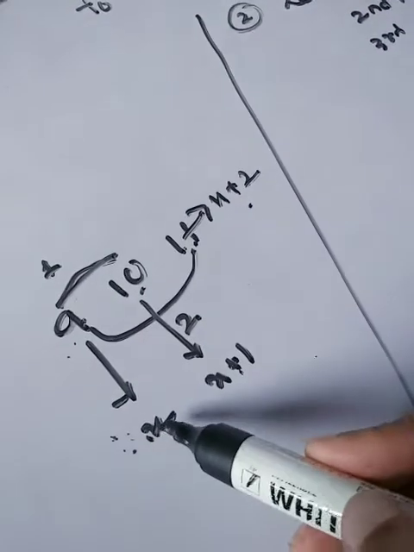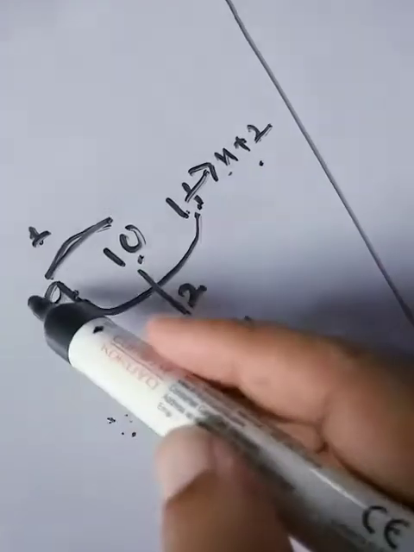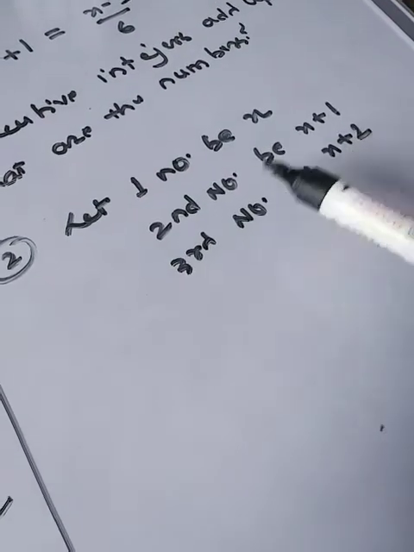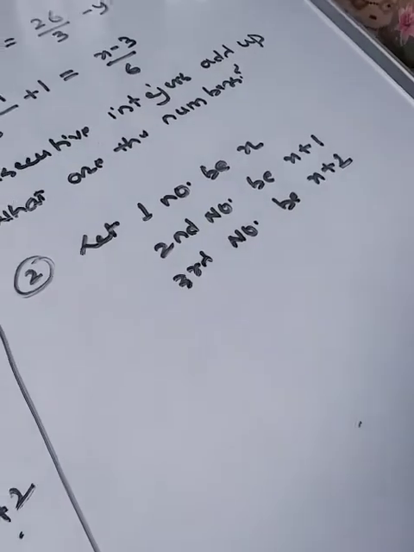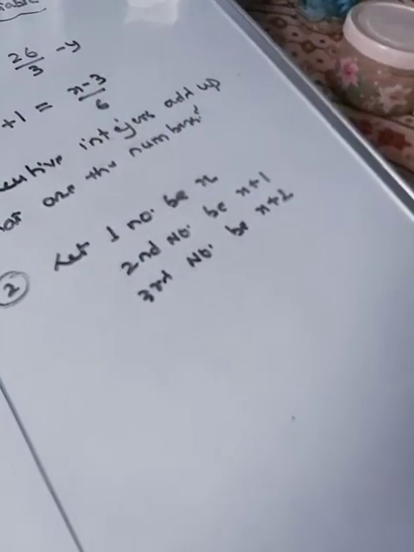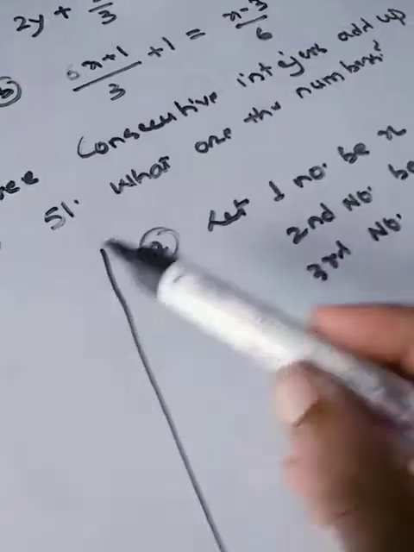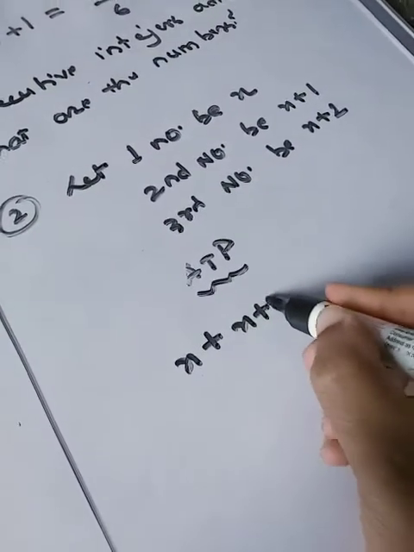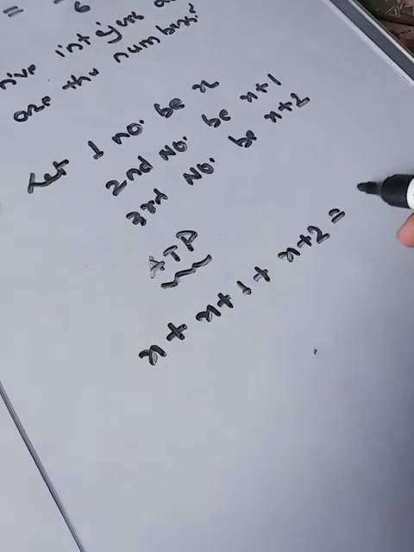If the first one you take as x, the next one will be 1 more than the previous one, and the very next one will be 2 more than the first one. That is the reason I have written the first number as x, the second number as x plus 1, and the third number, compared with the first, is 2 more, isn't it? So this is the relation between any three consecutive integers. Now they have said that the sum of these three consecutive integers is 51. So according to the problem, the first number plus the second number plus the third number will add up to 51.